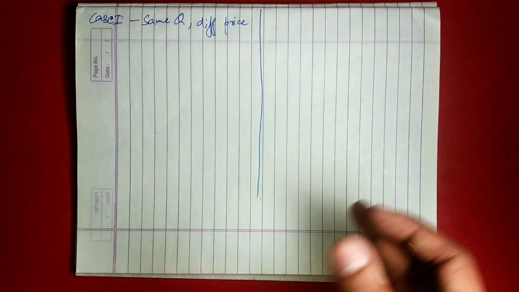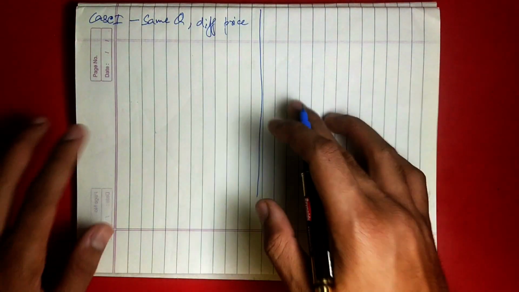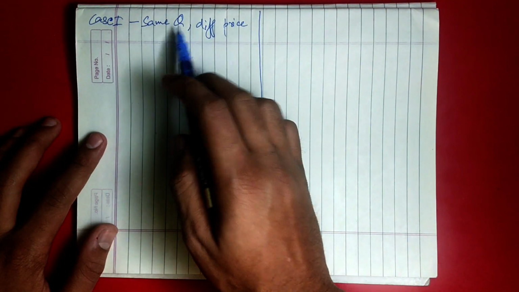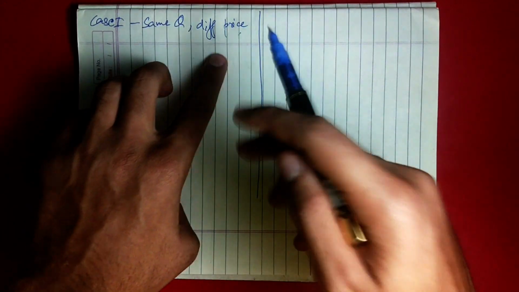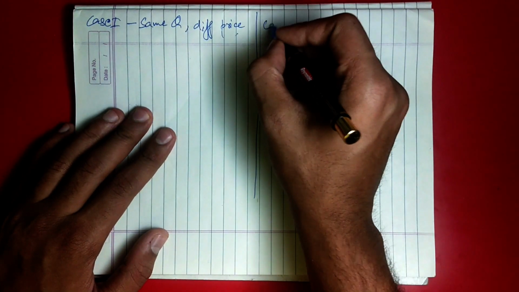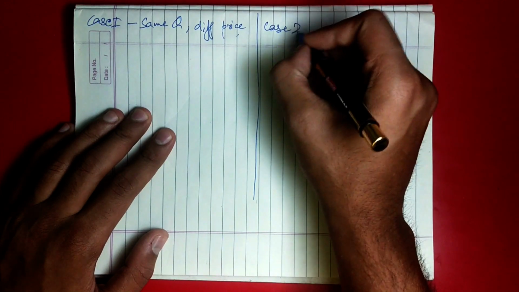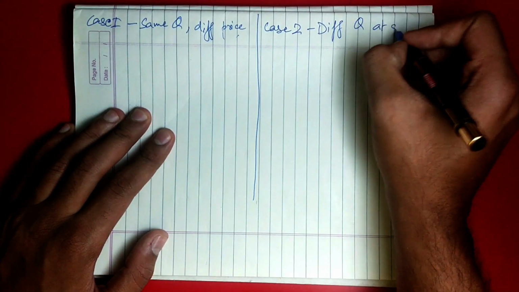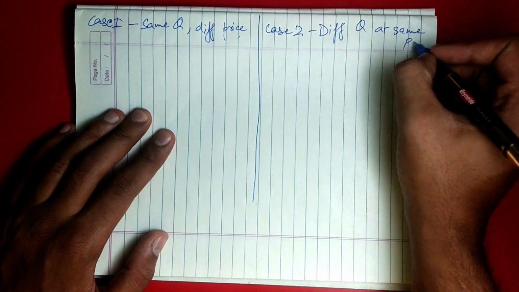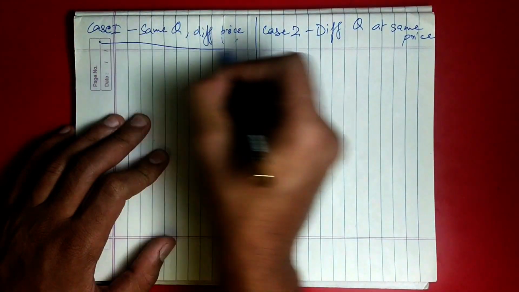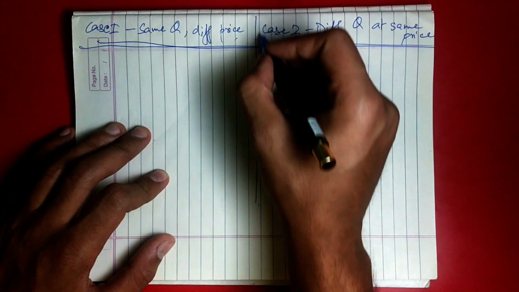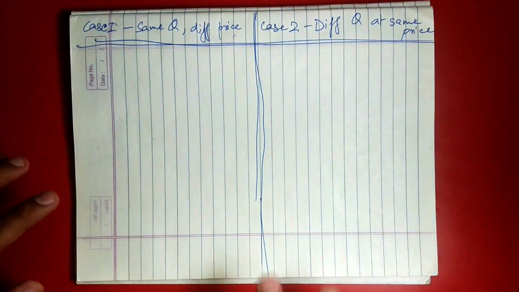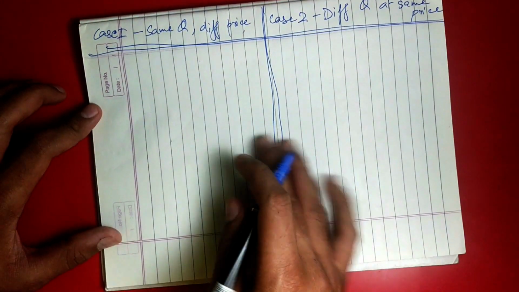So they have taken two cases: in one case he's selling the same quantity but at a different price. In the other case, what will it be? Different quantity at the same price. So these are two important diagrams which we will be doing now. Okay, so see it.